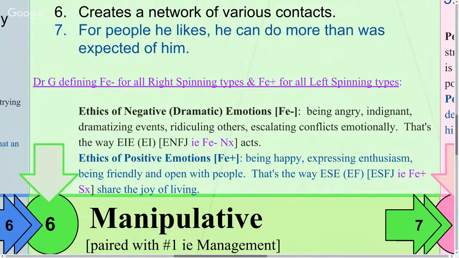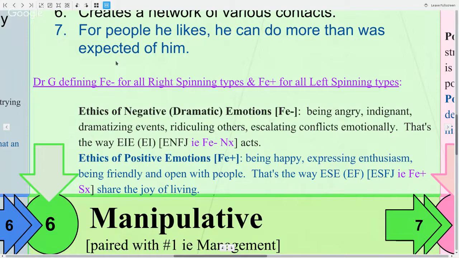Ethics of dramatic emotions. This is like the Fe of, say, imagine Enneagram type 4, dramatic emotions. Being angry, indignant, dramatizing events, ridiculing others, escalating conflicts emotionally. That's the way of ENFJ. Of course, ENFJ can also use this other side. Ethics of positive emotions, being happy, expressing enthusiasm, being friendly and open with people. That's the way ESFJ shares the joy of living.